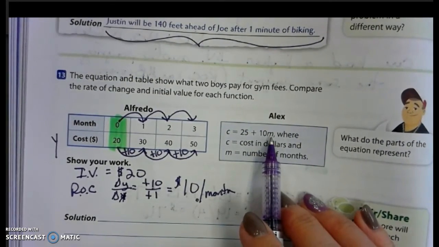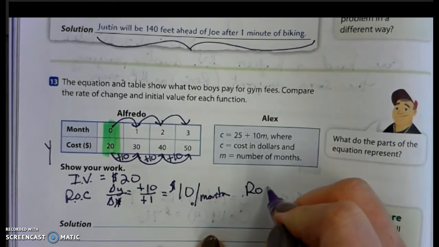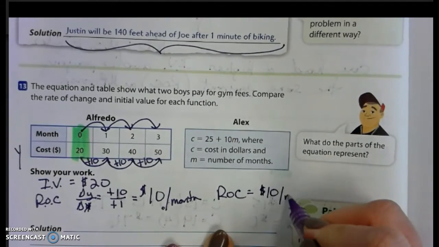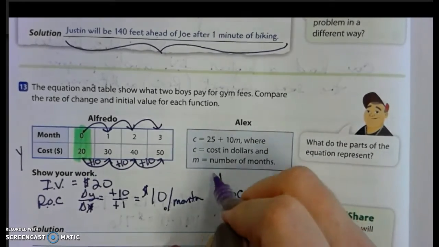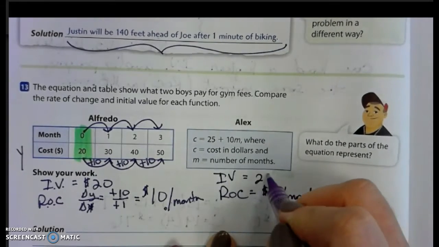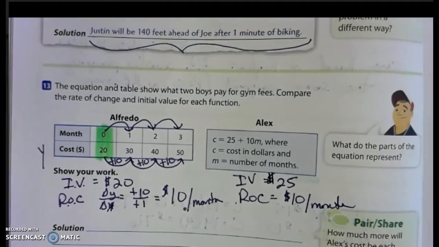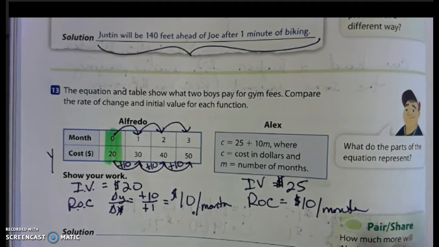Remember, your rate of change would be the thing happening over and over and over again. So his rate of change would be the per month. So $10 per month. The number that only happens one time would be the initial value, and that's the $25. It just means that he paid $25 to join the gym, and then he pays $10 per month.